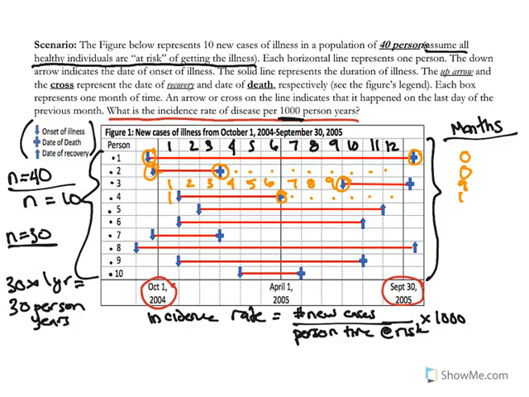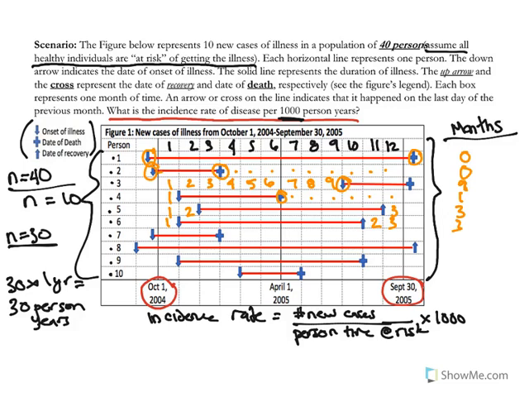So we're going to keep going through all the rest. So person 5 contributes 1, 2, they get sick, they're sick for 9 months, and then here at the end, once they get better, they're at risk for that disease again because this disease can reoccur. So that means they contribute 3 months. Person 6 contributes 1 month here, they get sick, they're sick for 9 months, and they contribute 2 more months when they recover because they're sick again, they can get sick again.